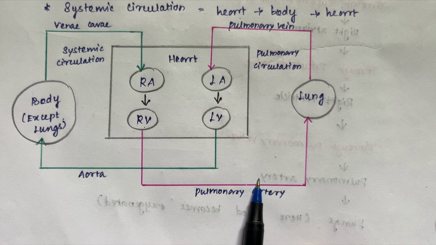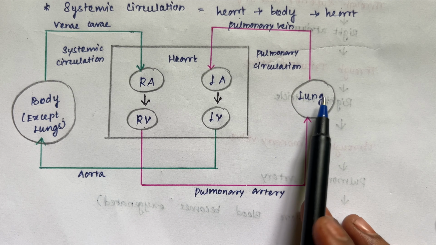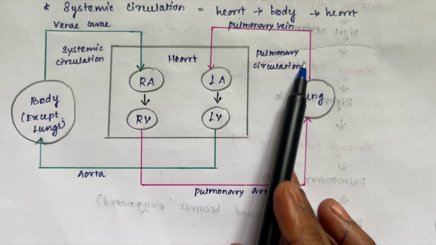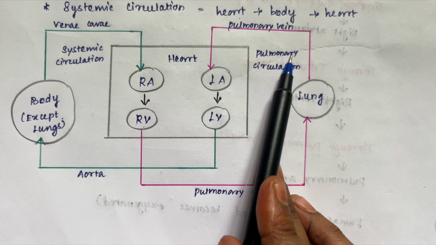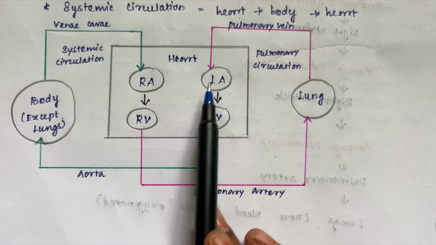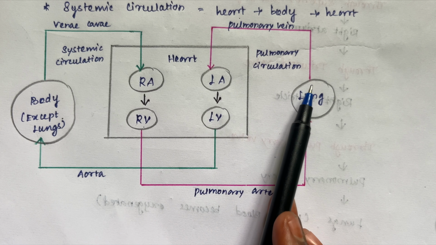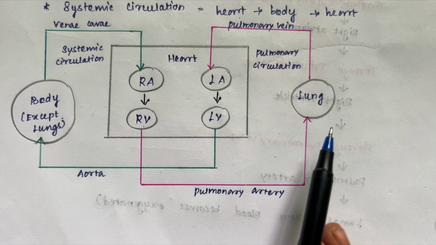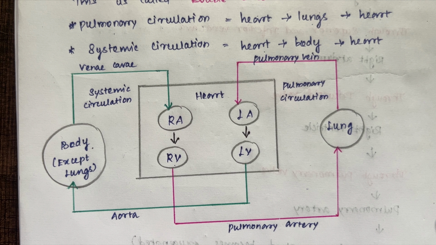Then this pulmonary artery carries the blood to the lungs, where the blood gets oxygenated. Now this oxygen-rich blood returns to the heart through the pulmonary vein. This is the only vein that carries oxygenated blood, into the left atrium, completing the pulmonary loop. So basically, pulmonary circulation is all about taking the blood to the lungs for oxygen and bringing it back to the heart.